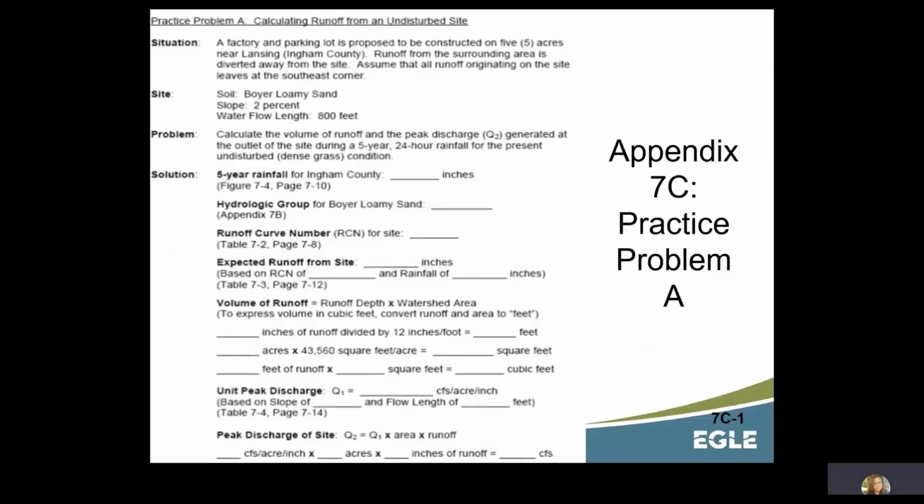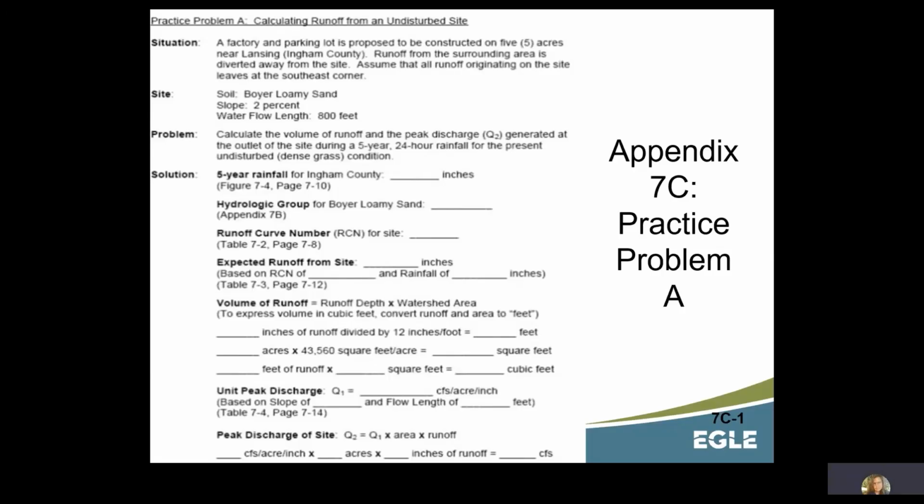Please refer to Appendix 7C, Practice Problem A, Calculating Runoff from an Undisturbed Site. You may want to remove this page from your training manual, as you will need to refer back and forth to the tables we discussed earlier to fill in the blanks. This general format will be used on the exam, along with all necessary tables and figures to complete the calculations. Please note that for each part of the problem, the specific table or appendix is listed so that you know where to look for that information.